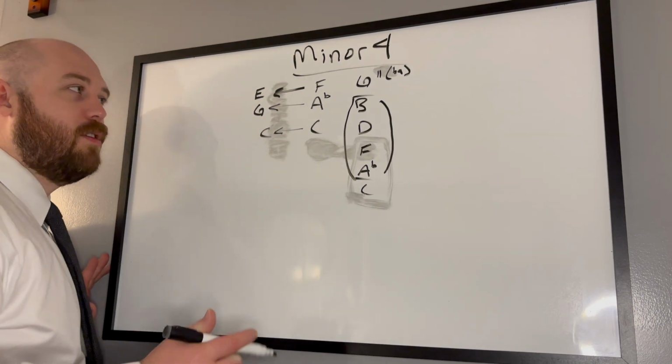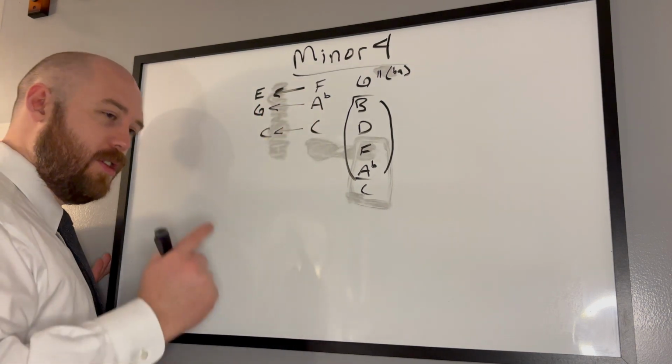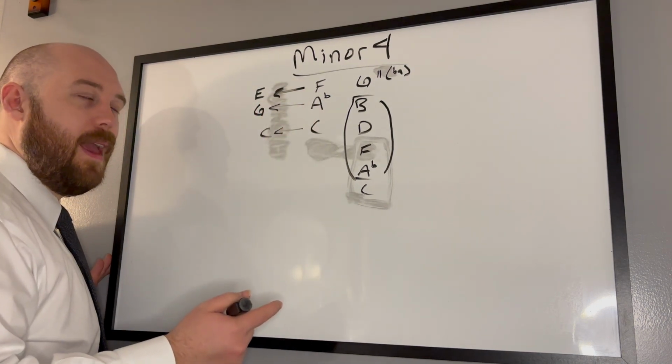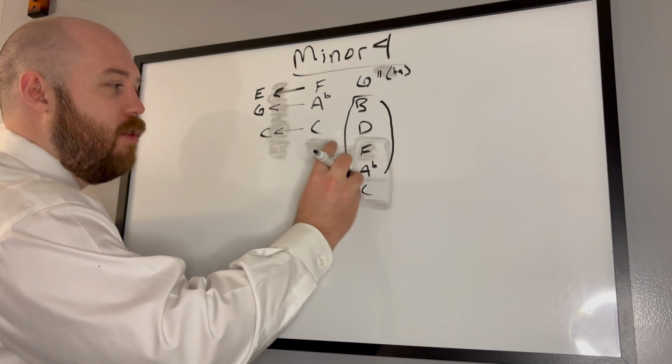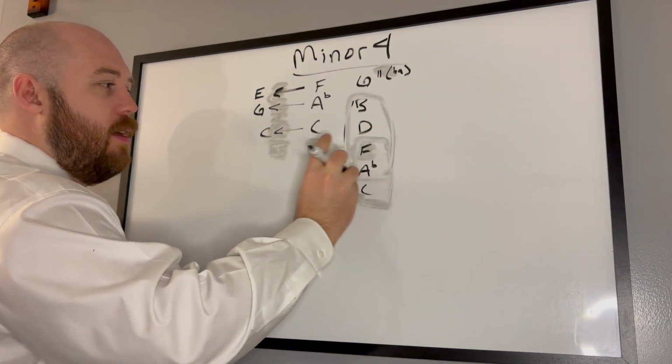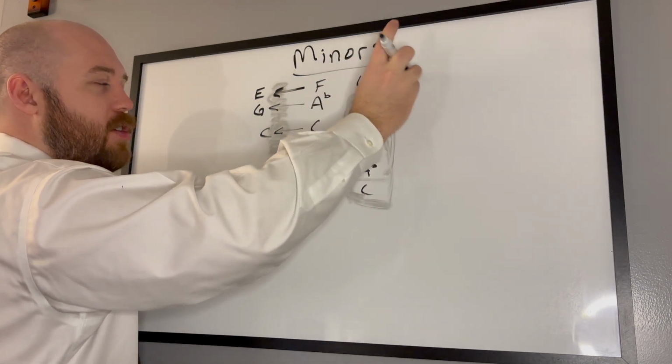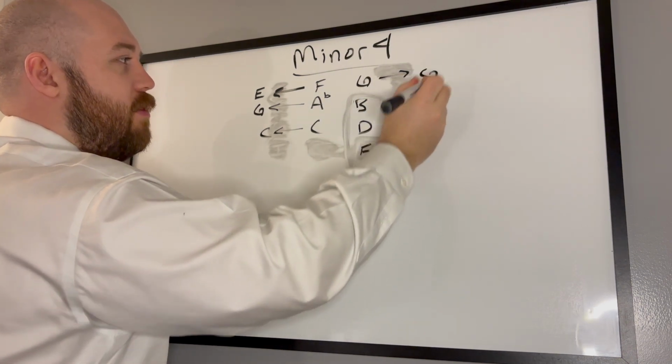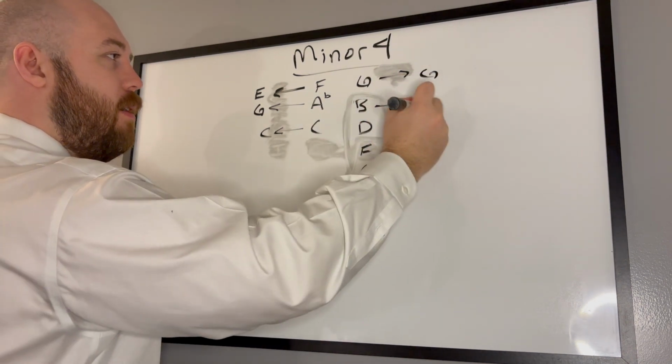It's leading tones, so F and A flat are both just one half step away from resolving to C. And just for comparison's sake, let's check this out. G can resolve to G. B wants to go up to C.